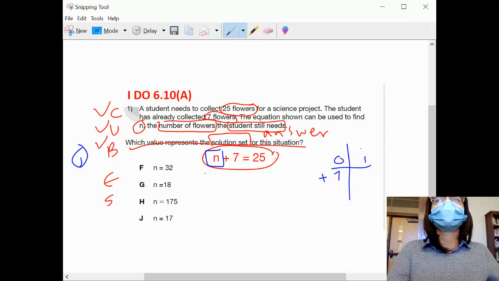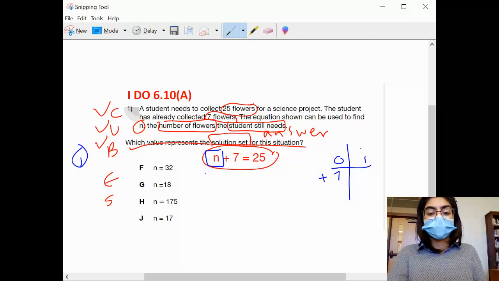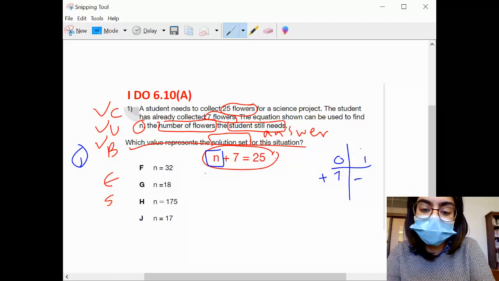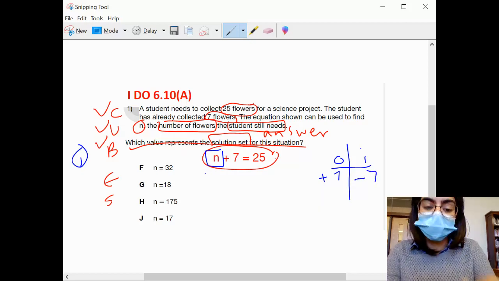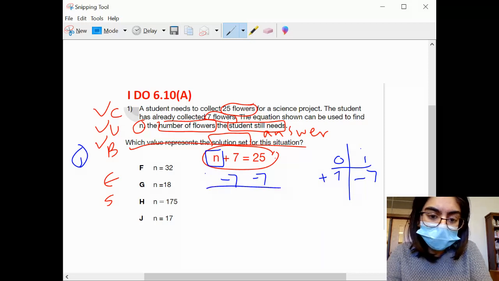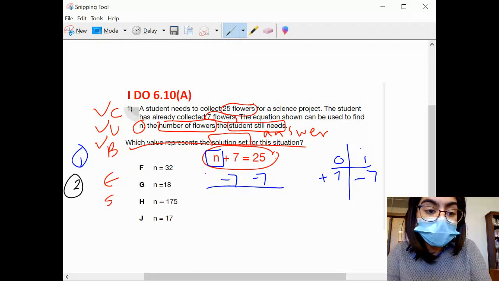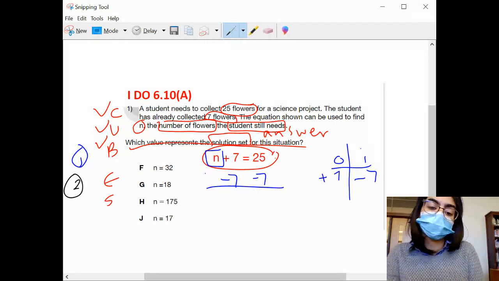How do I undo a +7? Well, I take it away by doing the opposite operation. So the opposite of adding 7 is subtracting 7. Let's do it. So I'm going to subtract 7 from here and subtract 7 from here. Now after we set it up, the second step is to actually do it. We need to actually subtract 7 from both sides.